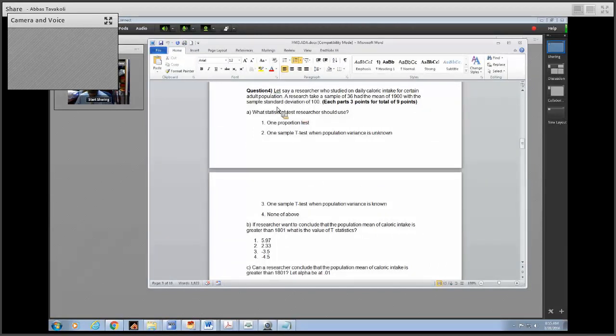If your Z statistic is greater than the Z table value, you reject, and you accept the alternative.